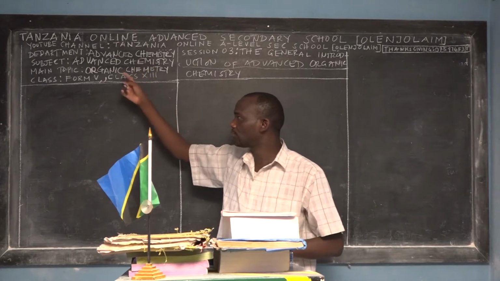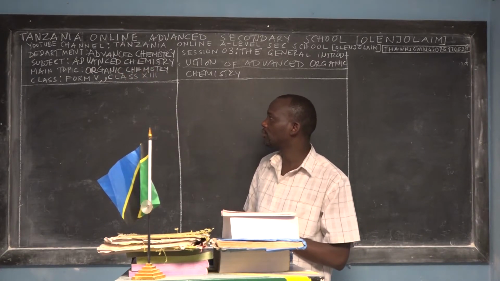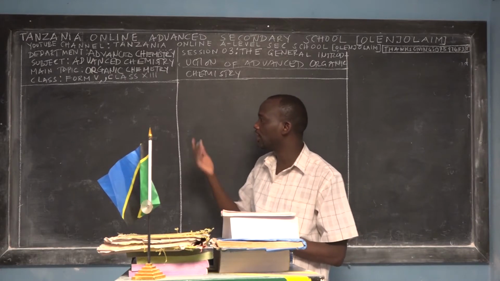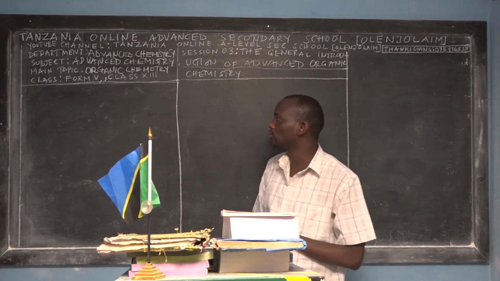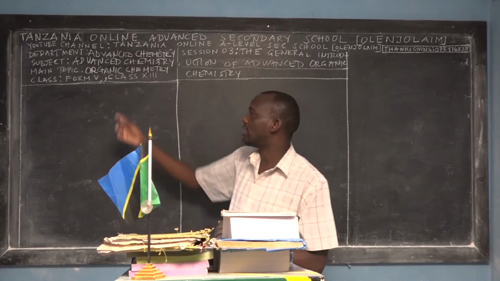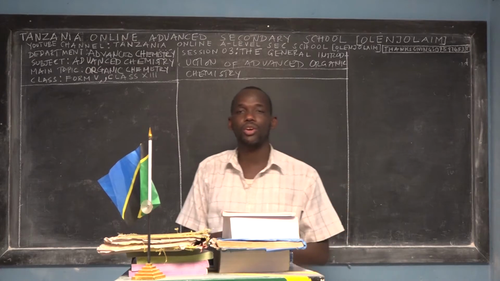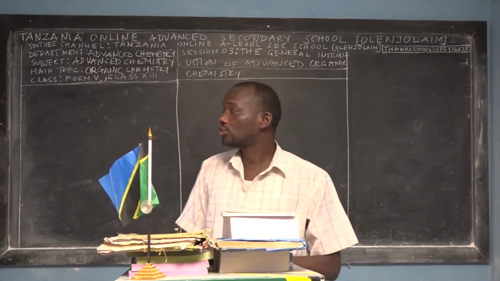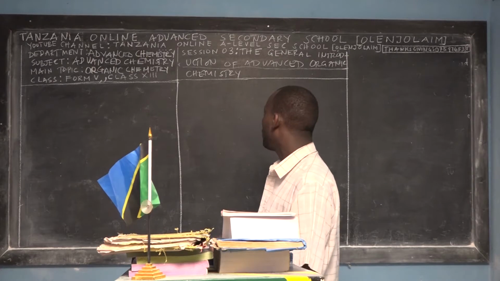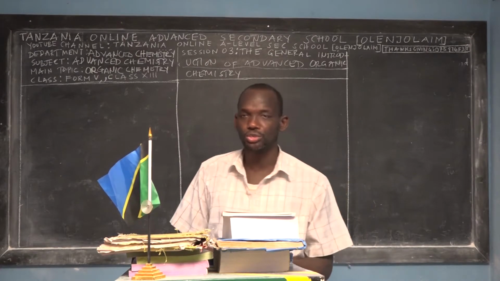Today we are in the department of advanced chemistry, and we have the subject of advanced chemistry. The main topic is called organic chemistry, for Form 5, or class 13. So this is session 3, okay? It means that sessions 1 and 2 have already been taught.